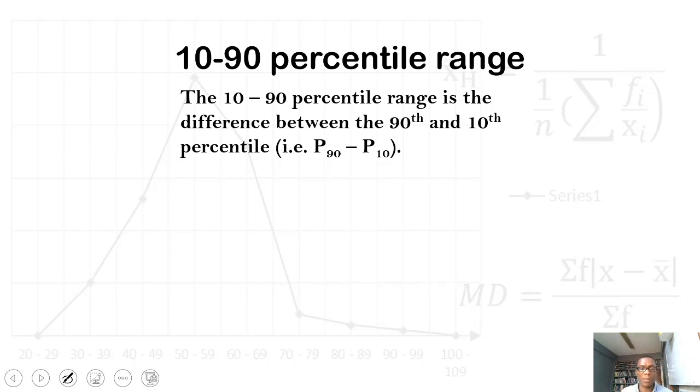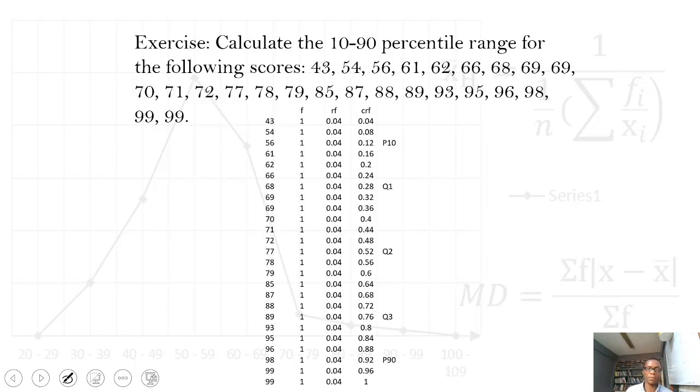Also, we can compute the 10 to 90 percentile range. The 10 to 90 percentile range is the difference between the 90th and the 10th percentiles. So to find this, we will need first to find P90 and then find P10. Look at the example we have here. We have ungrouped data here, and we need to find the 10 to 90 percentile range. To do this, we have found the relative frequencies for all the values. Because this is ungrouped data, our frequencies will be 1 for every observation.